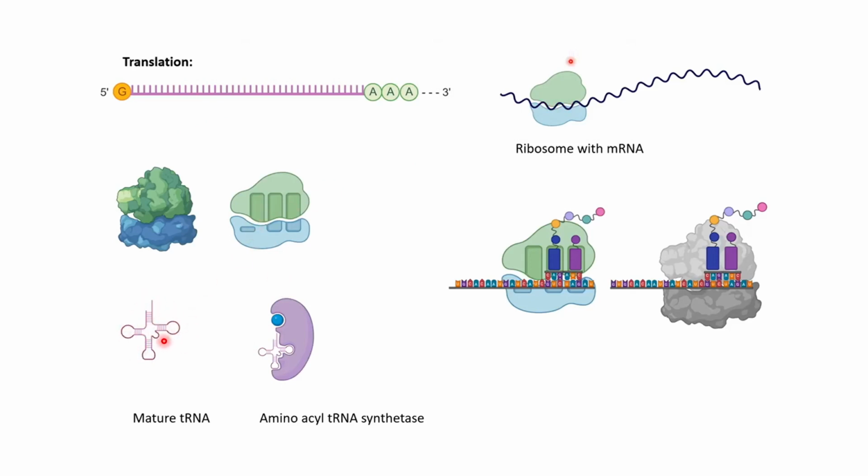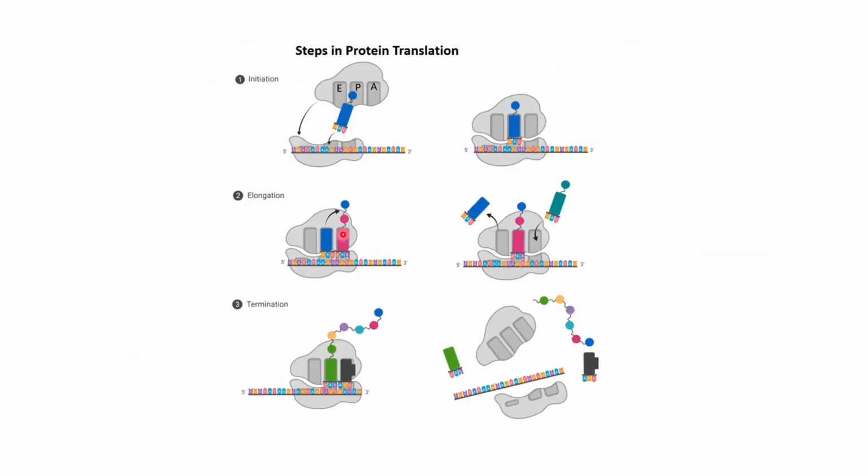tRNA is a transfer RNA in which the amino acids are attached to its 3' end. By recognition of the specific codon on the mRNA molecule by the ribosome, the specific tRNA is placed on that codon region. The amino acids are joined to one another through peptide bond formation, and proteins are formed by that.